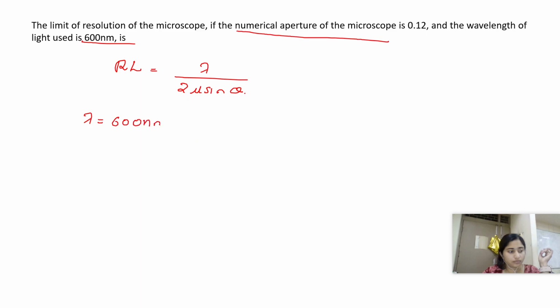So what is the formula for this? Resolution limit will be lambda divided by 2 mu sine theta. Okay, so see the question here. What values are given? Numerical aperture value is given and wavelength is also given. So lambda is 600 nanometer, and mu sine theta, that is numerical aperture, is also given: 0.12. So you have to just substitute the values to find the resolution limit.